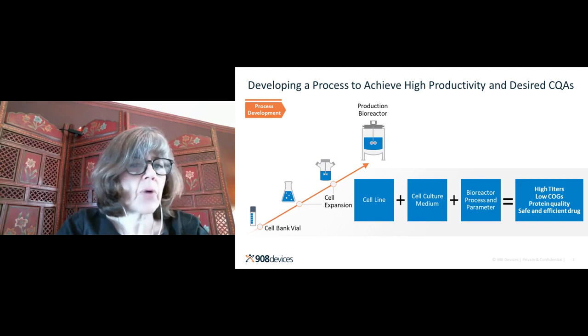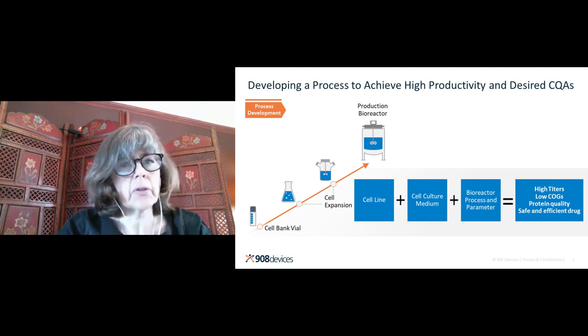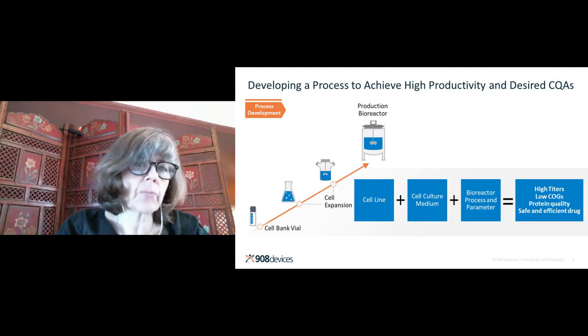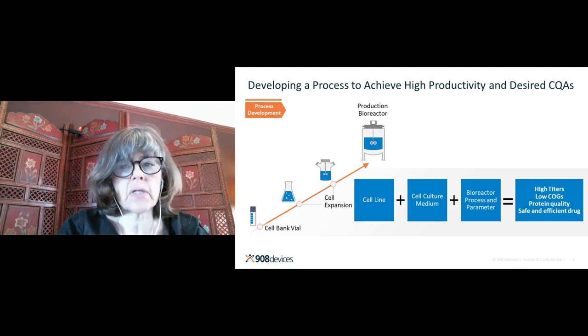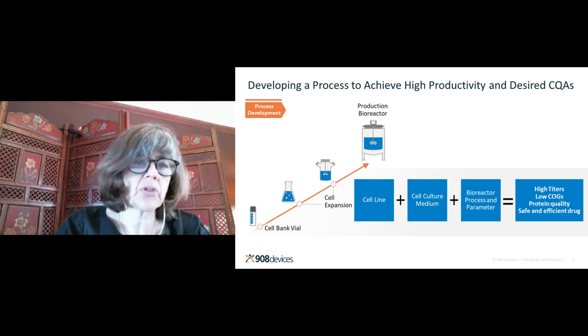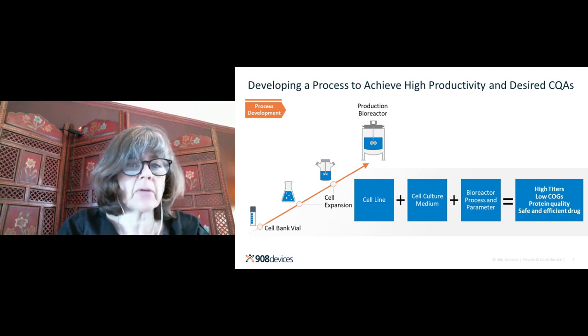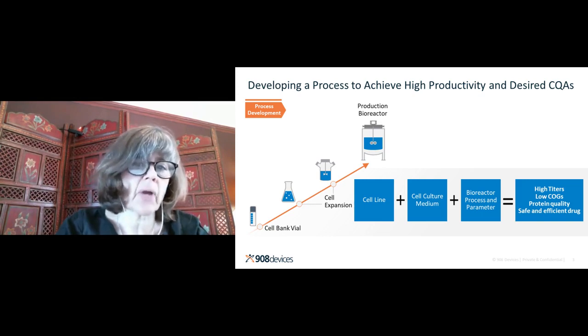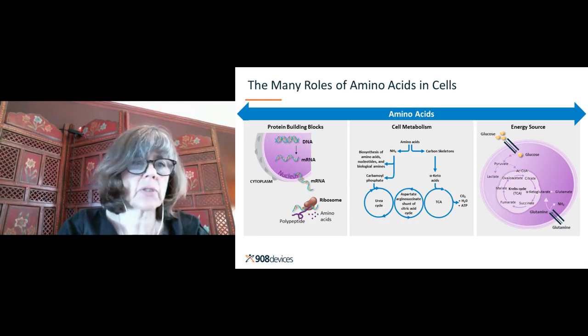So in the upstream process development work, there are three major components that will help you achieve those high titers, low cost of goods, and desired CQAs, protein quality attributes, to generate safe and efficient drugs. Of course, the cell line is very important, but also the bioprocess parameters and the bioreactor process and parameters, and then the cell culture medium, which is at the center. And we know, especially with chemically defined medium, it's very important to know what's in the medium and be able to adjust those components. So let's dive into it.